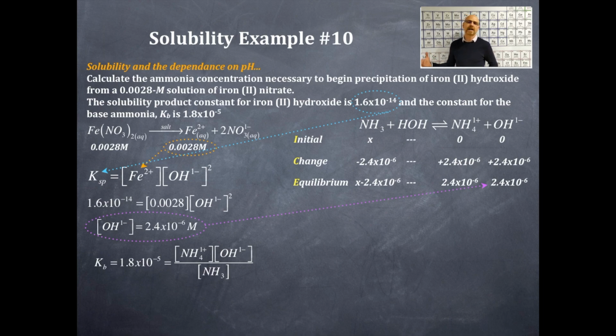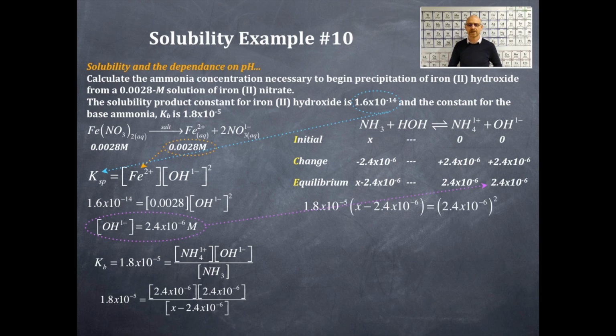I'm going to plug in these values that were in equilibrium right into this equation, and this is what I have. On the left-hand side, I got 1.8 times 10 negative 5. On the right-hand side, I have the ammonium ion concentration and the hydroxide ion concentration, those two being the same at 2.4 times 10 to the negative 6. In the denominator, it is x minus 2.4 times 10 to the negative 6. Now we're going to do a little bit of a simplification here.